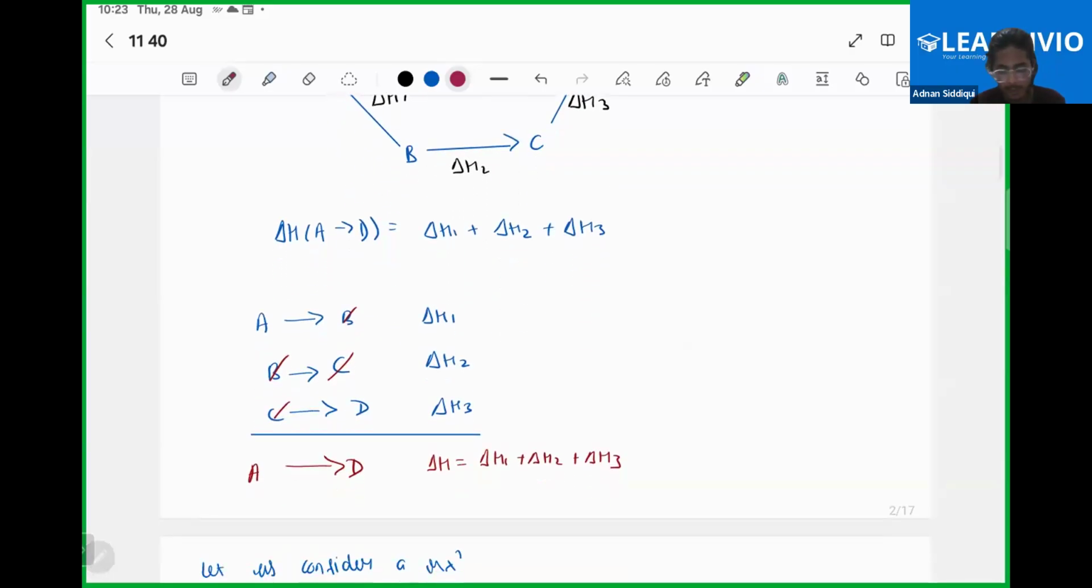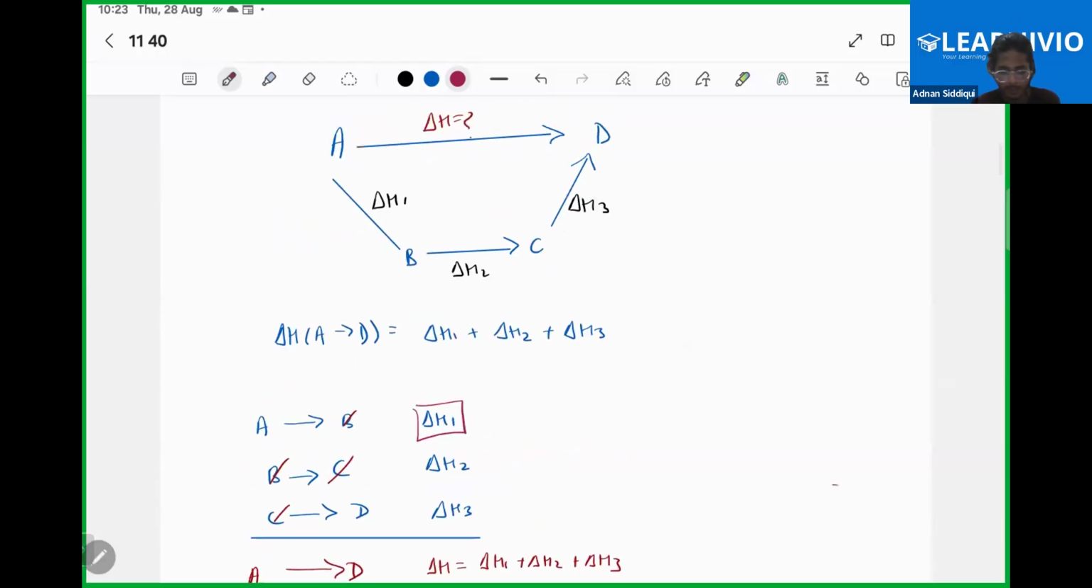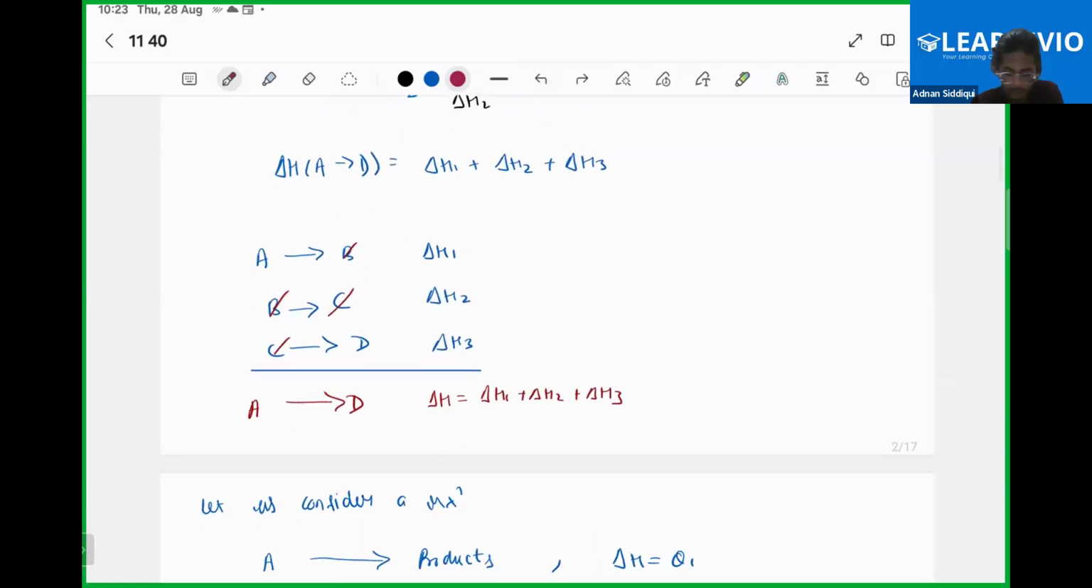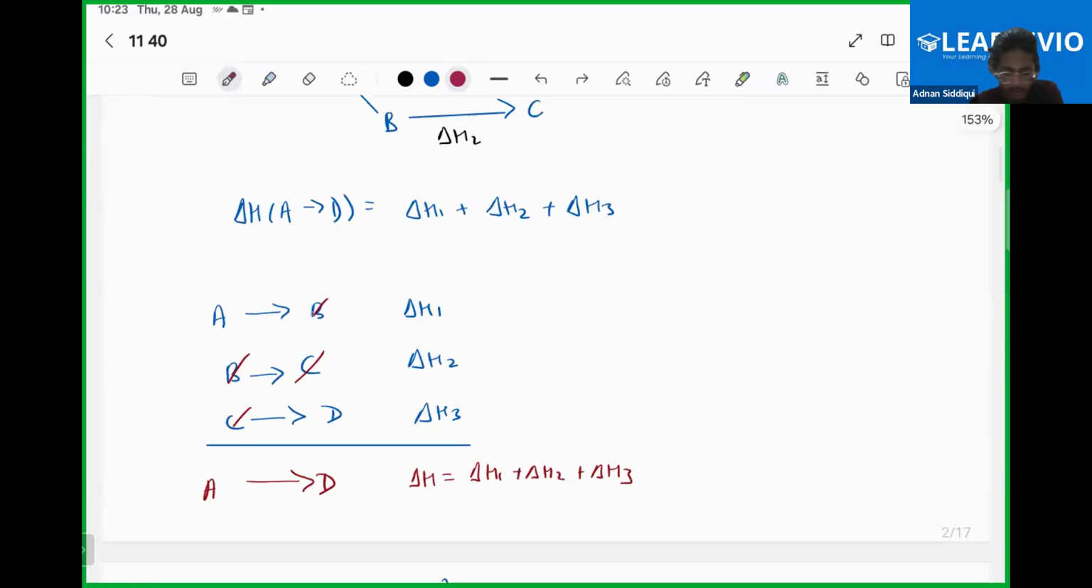Suppose I am going from A to B. The value I am getting is the change in enthalpy, delta H1. If I am going from B to C, it is delta H2. If I'm going from C to D, it is delta H3. So if I am doing this addition, here B and B are common, we are cancelling it. C and C are common, we are cancelling it as well. So what we are getting, the net reaction is A to D. Ultimately, I am going from A to D.